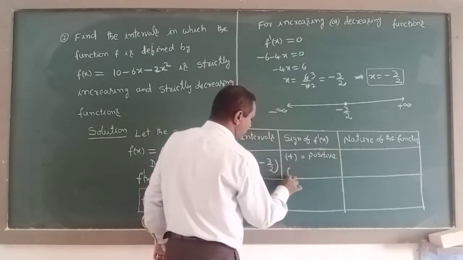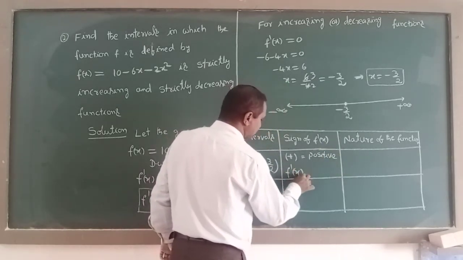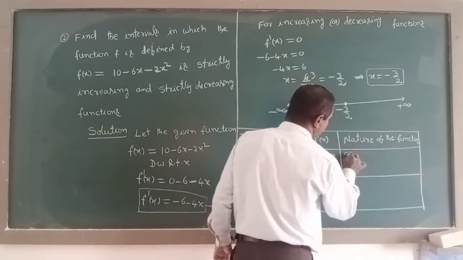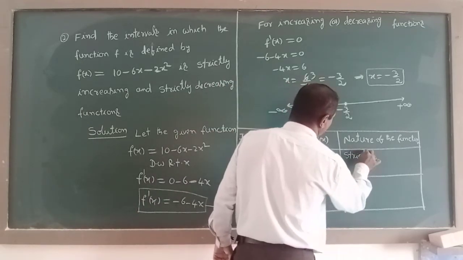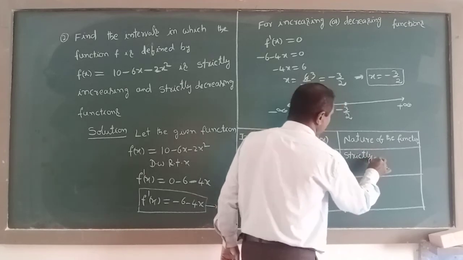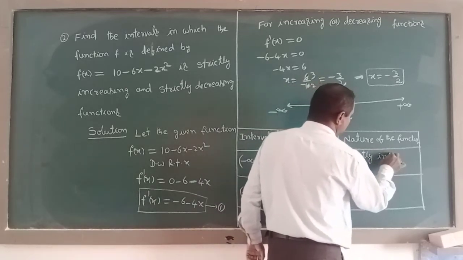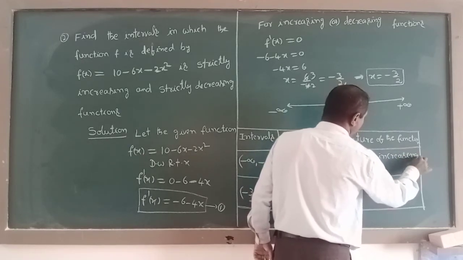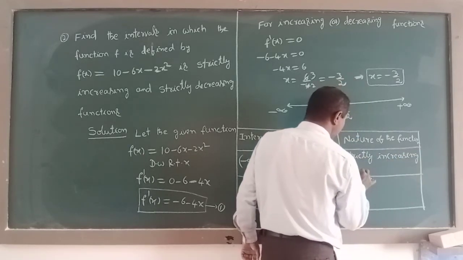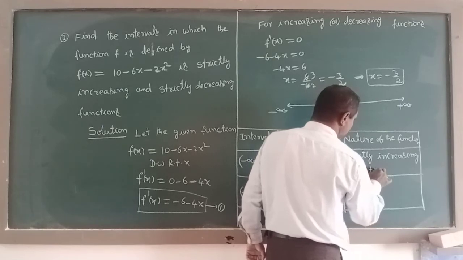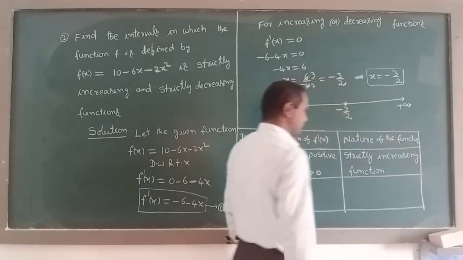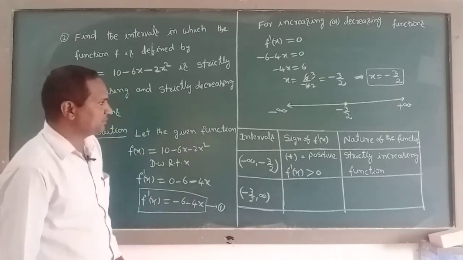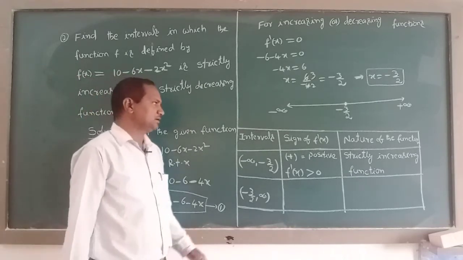Positive means we can write this: f dash of x is greater than 0. Greater than 0 means what can we write for this? Strictly increasing function. That's it. Next one is minus 3 by 2 comma infinity.